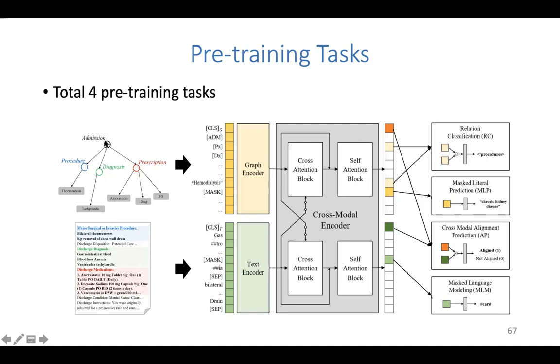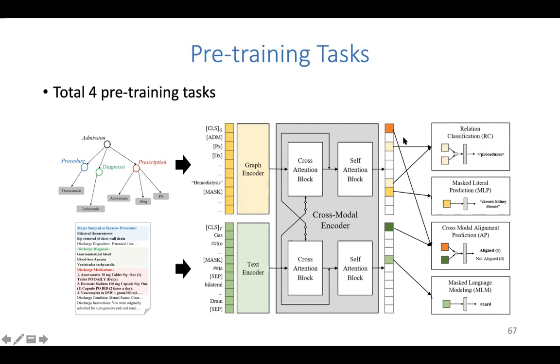So here, the edge between admission and procedure should be procedure order, and the edge between admission and diagnosis should be diagnosis order, and prescription order. And then here, for example, between this drug name and prescription node, the edge should be a drug name edge, and this should be drug dosage edge, and this should be drug routes edge. So we can try to predict, for a set of nodes like this and this, what is the identity of the edge between the two, and obviously it should be drug routes. So this is a relation classification.